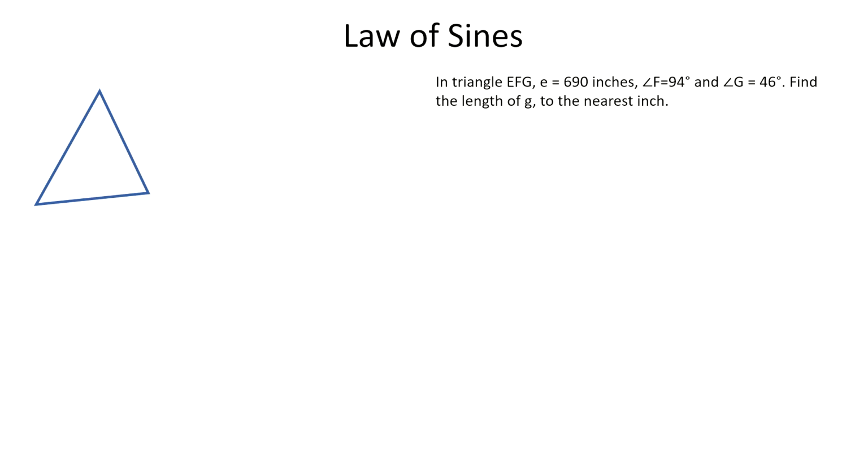Triangle EFG. First of all, let's label this EFG. Again, where you label them doesn't really matter. In triangle EFG, little e is 690 inches. Little e is going to be across the triangle, on the opposite side of big E. So here's little e, and this is 690.